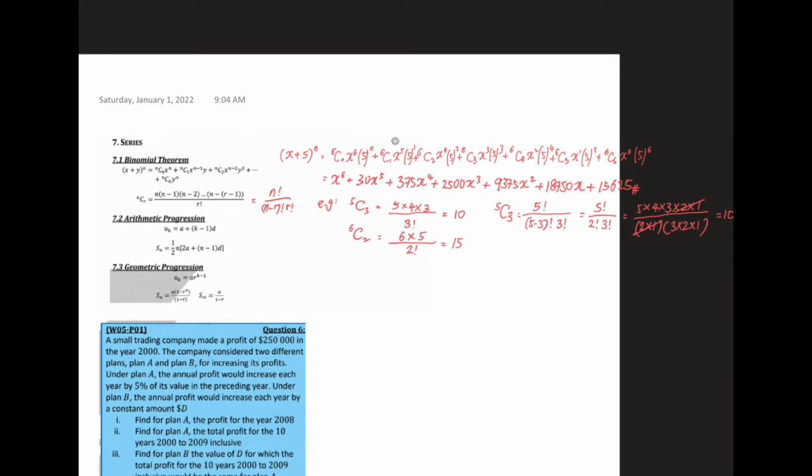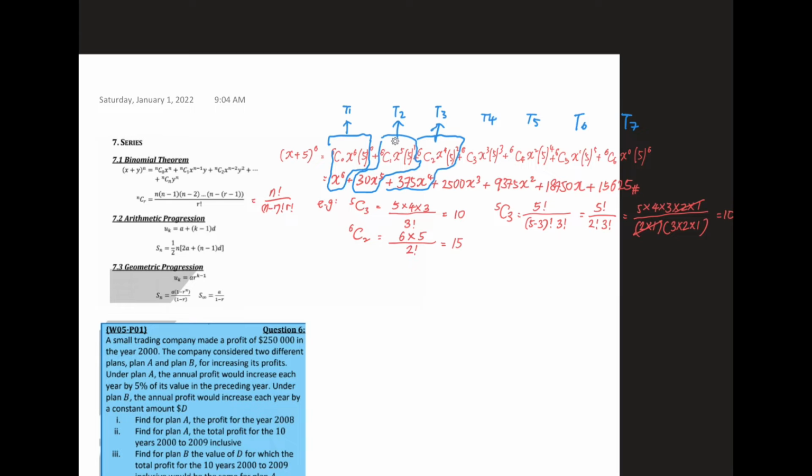What else we need to know here is the general term. A general term is like, this is the first term, this is the second term. So after simplifying, this is the first term, this is the second term. So let's say I write down, this is T1, first term, and this is T2, this is T3, T4, T5, 1, 2, 3, 4, 5, 6, and 7.